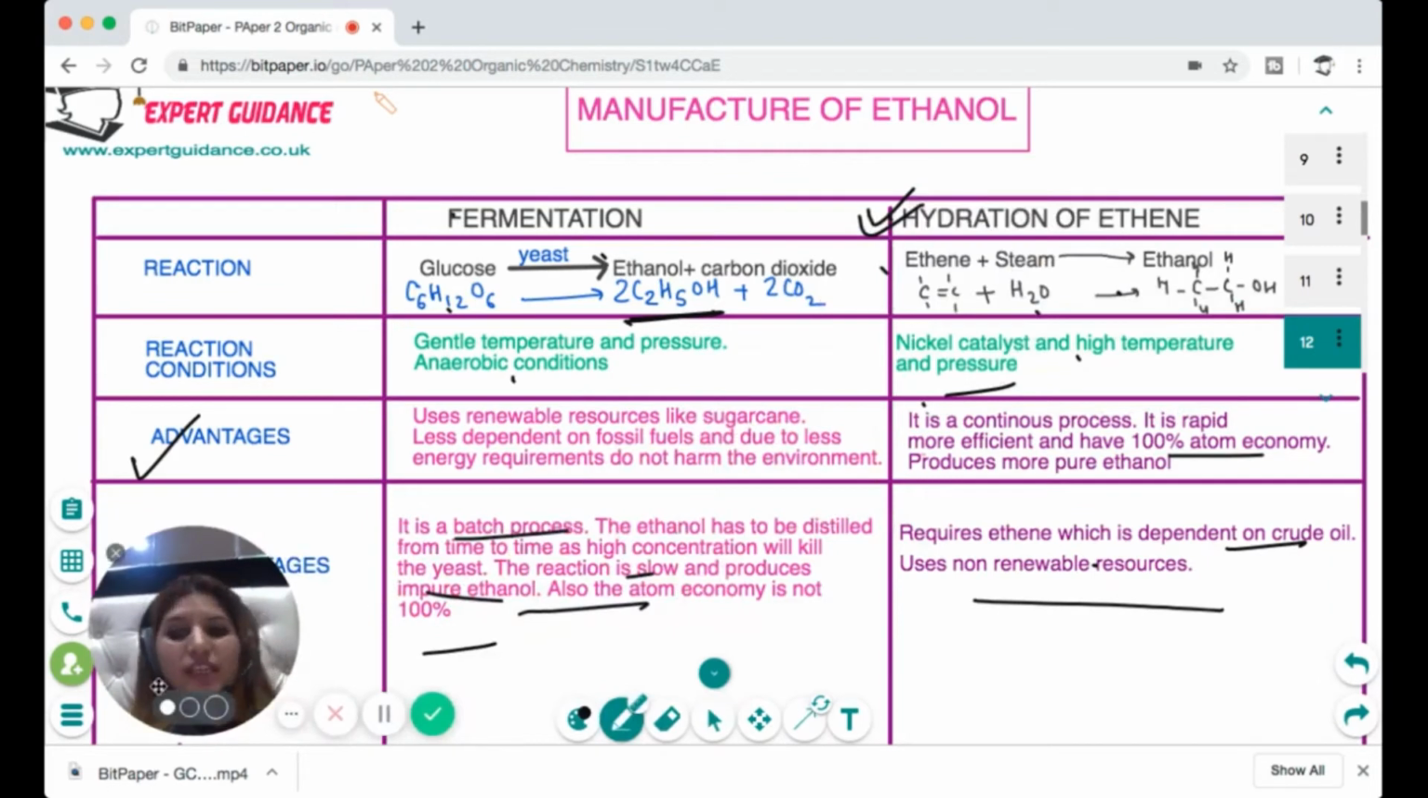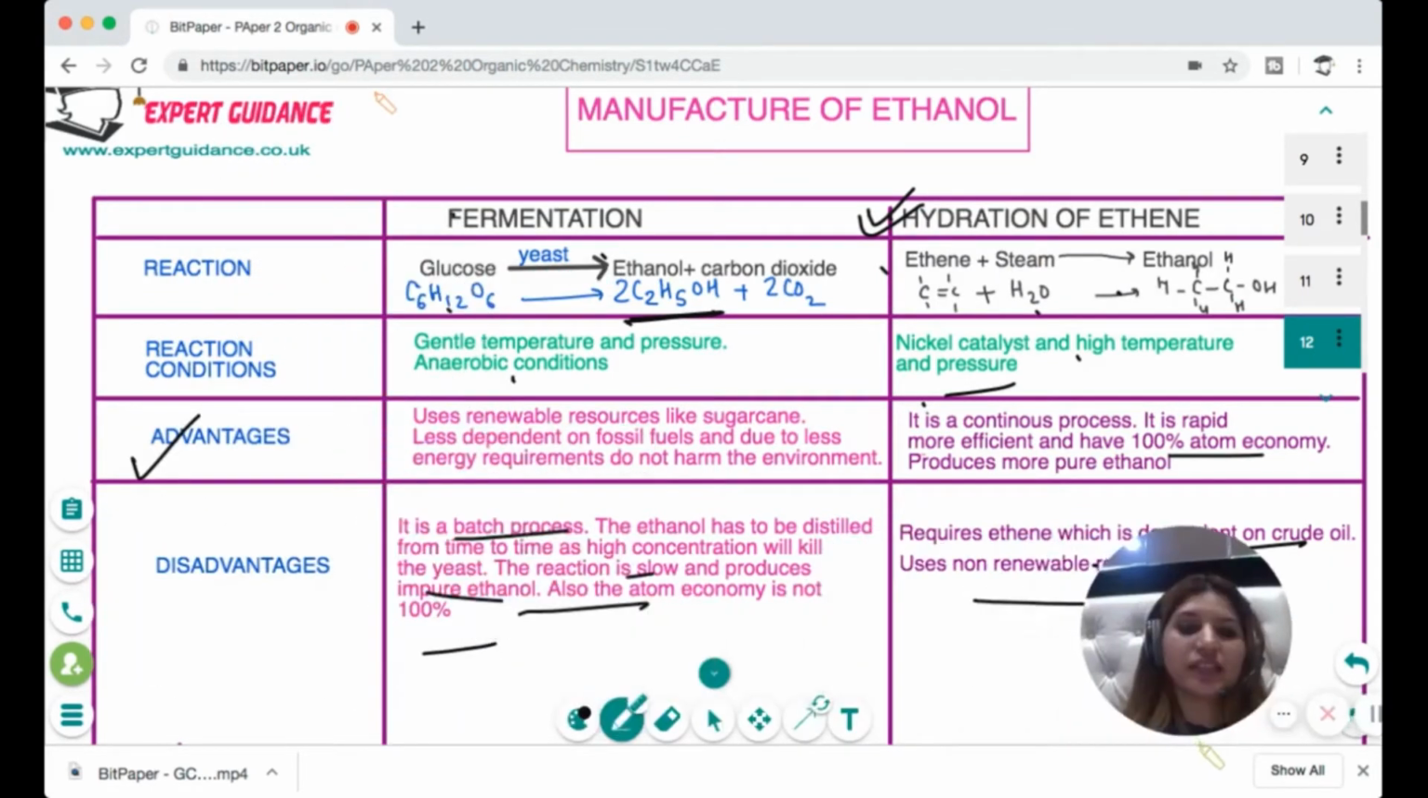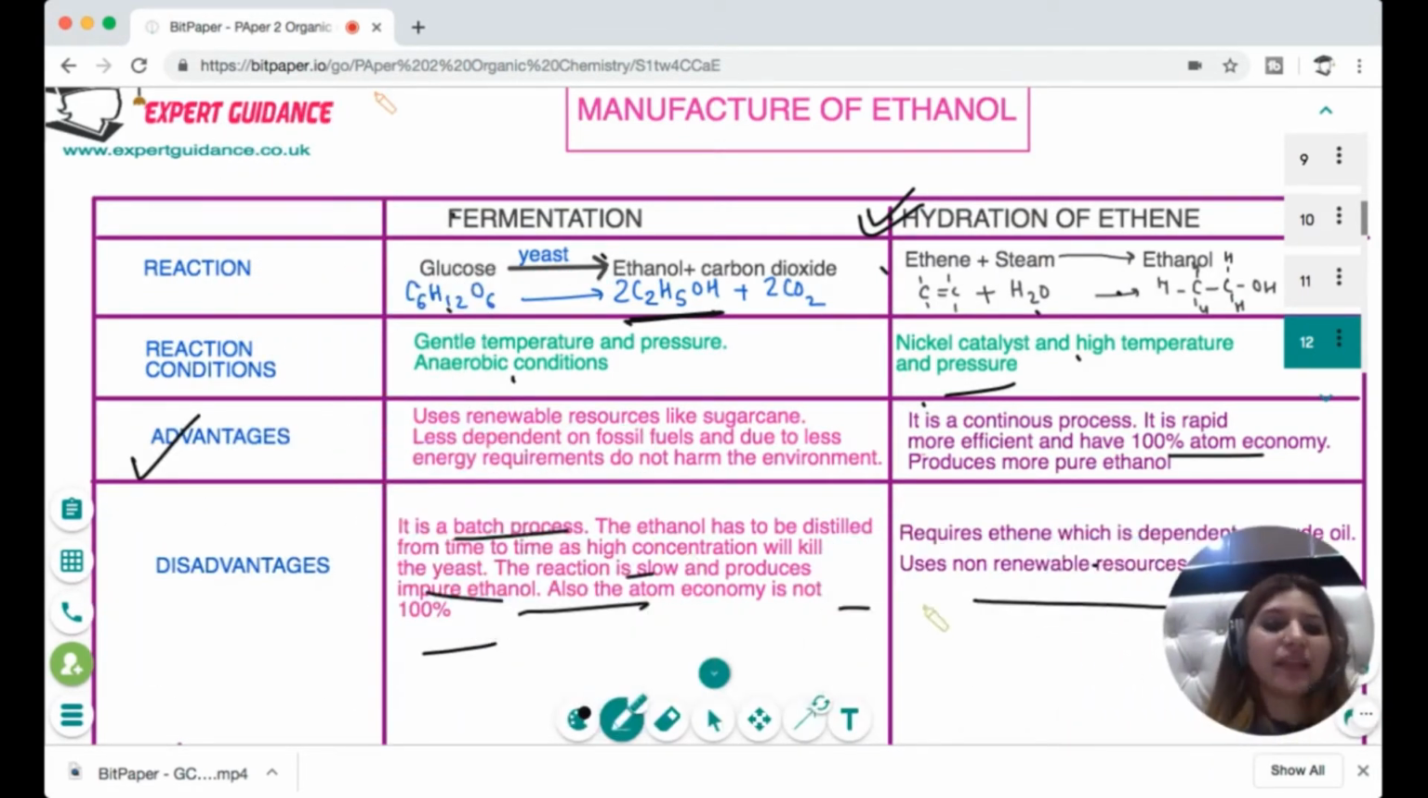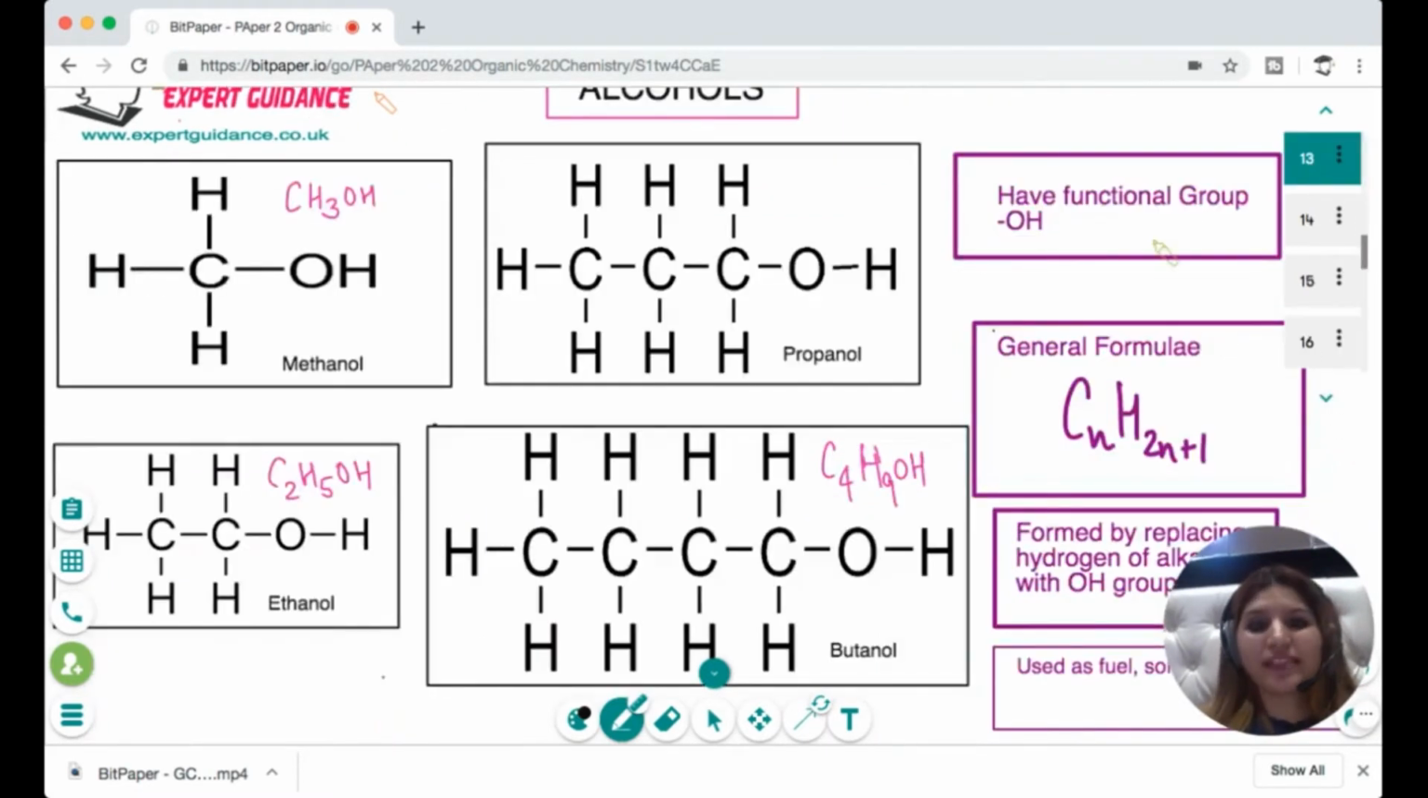So both of these processes have their own advantages and disadvantages, and in the exam they'll ask you to explain both methods, and you have to explain the reaction conditions, advantages and disadvantages. So make sure you remember this table and contrast the benefits and disadvantages of each of the methods.